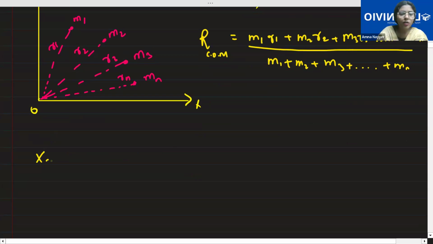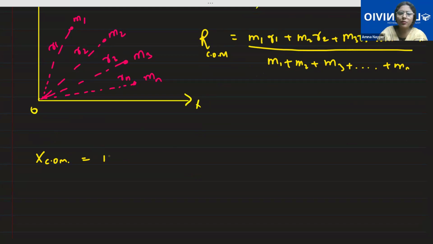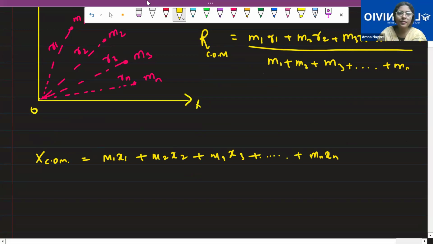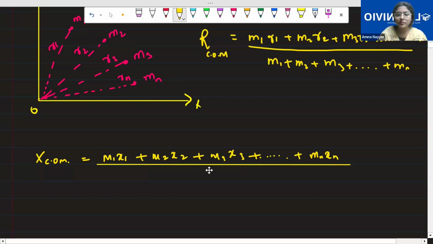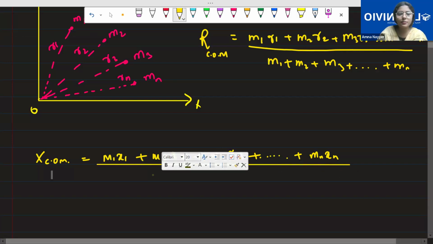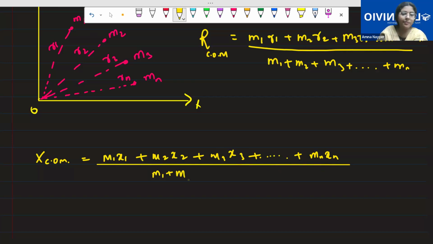Okay, when we talk about the center of mass along the x-axis only, this is the general formula, but only for the x-axis it is M1x1 plus M2x2 plus M3x3 plus M4x4 till Mn xn, divided by the total masses present, M1 plus M2 plus M3 up till Mn.